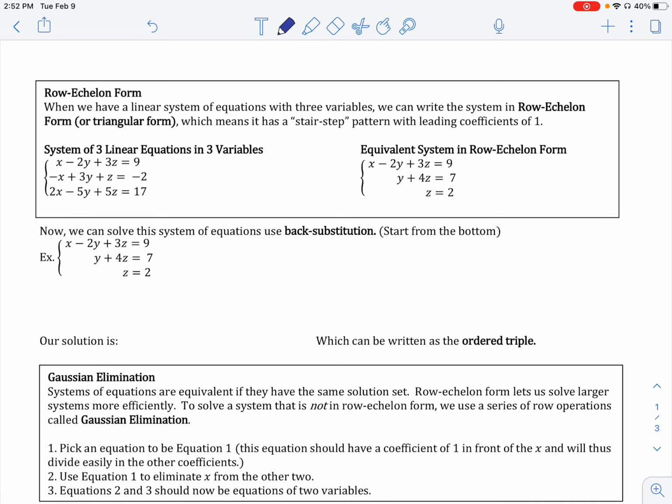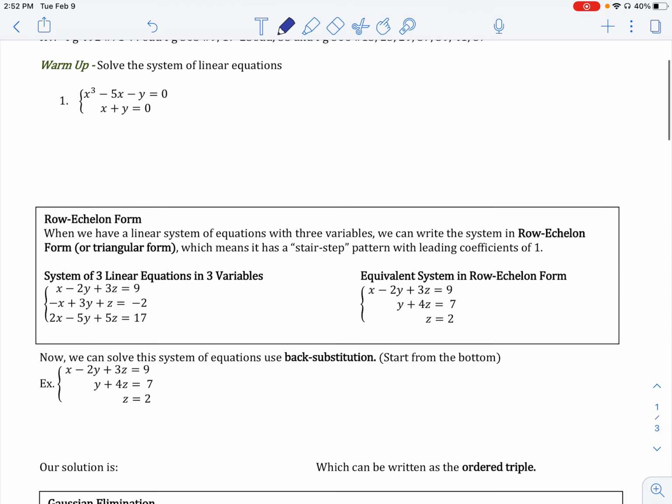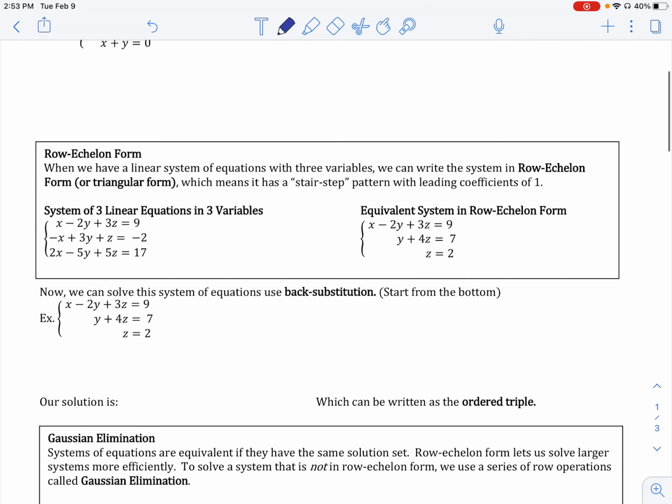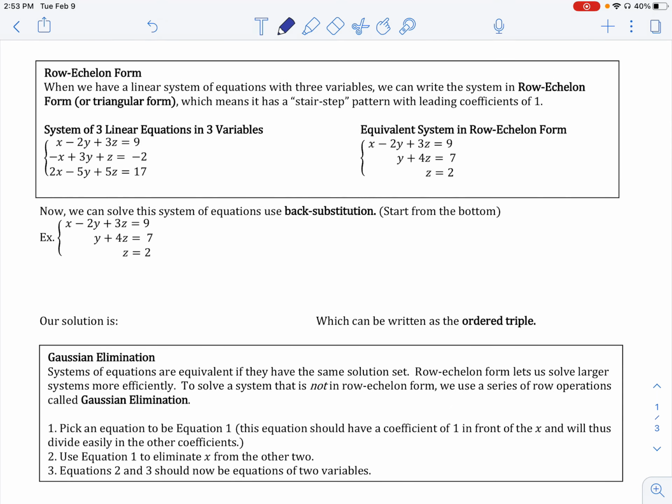This chapter is all about solving systems of equations, and we've already done this in algebra. In the warm-up that I have posted here, we solved this system in one of three different ways. We either used elimination, substitution, or found the point of intersection by graphing. What I want to talk about today is another way of solving a system of equations that's often used in a system of three linear equations in three variables.